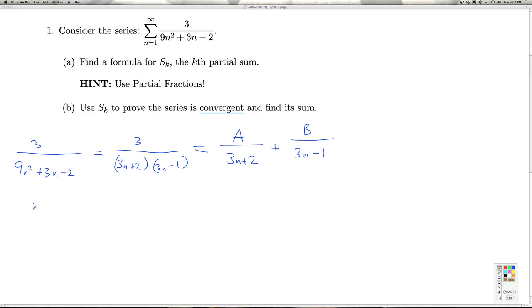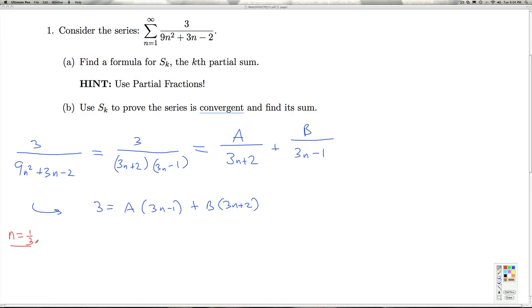So to determine the A and the B, we can take this equation, multiply both sides by the denominator, and we get the auxiliary equation 3 equals A times 3n minus 1 plus B times 3n plus 2. So I'm just multiplying both sides by this denominator. The 3n plus 2's cancel here, the 3n minus 1's cancel there. Now, if I want this to hold for all n, I can have it hold for all real numbers, and so in particular I can make some substitutions here.